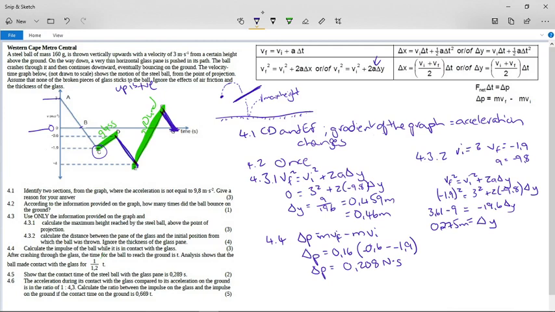Okay, so that's the impulse of the ball. Now it says after crashing through the glass, the time for the ball to reach the ground is t. So what are they talking about here? Where is the time for the ball to reach the ground? It is this section of the graph here, which corresponds to this part of my little drawing over there. So it says after crashing through the glass, the time for the ball to reach the ground is t.